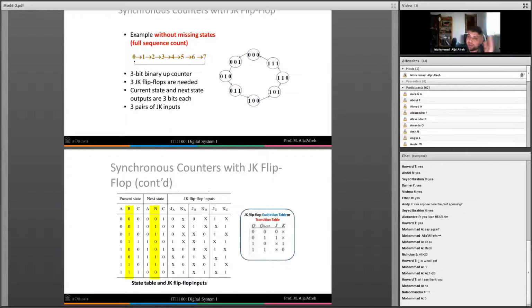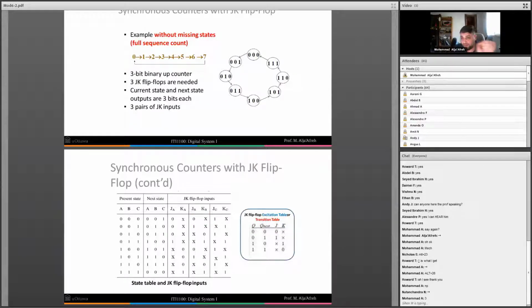Now we have an input, JK for flip-flop B. Okay, so we'll do the same. So we have 0 and 1, 0 and 0. It's 0x at B. 0 and 1, it's going to be 1x, and so on. And we'll do the same for C.